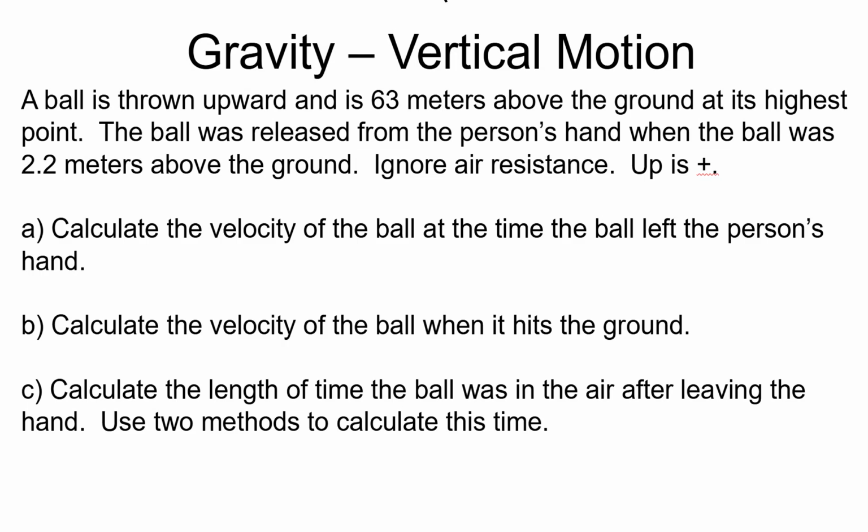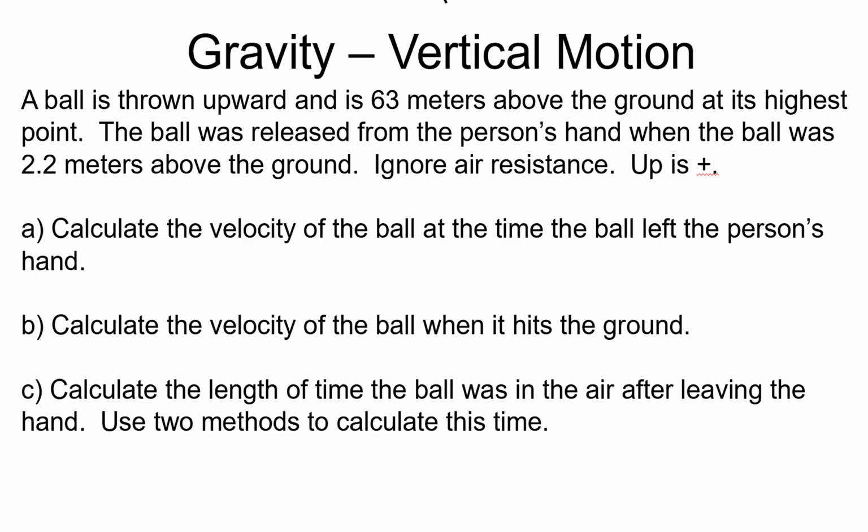This video is a sample problem regarding vertical motion near the surface of the Earth. A ball is going to be thrown upward and it reaches 63 meters above the ground at its highest point. The ball is being thrown by a person, perhaps underhanded, but the ball leaves the person's hand when the ball is 2.2 meters above the ground. We're going to ignore air resistance, and I'm deciding to choose up as the positive direction.